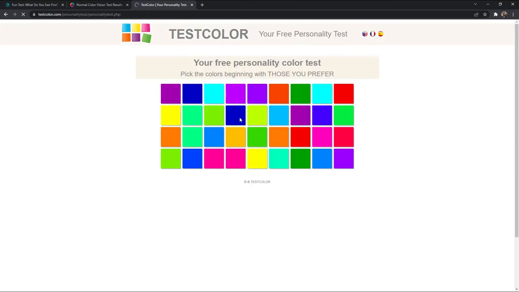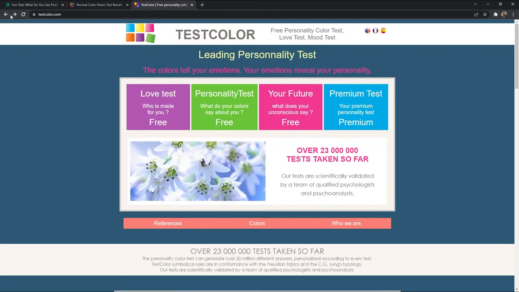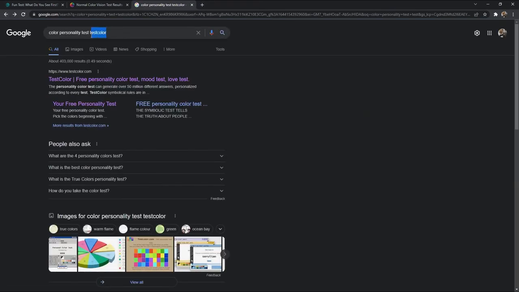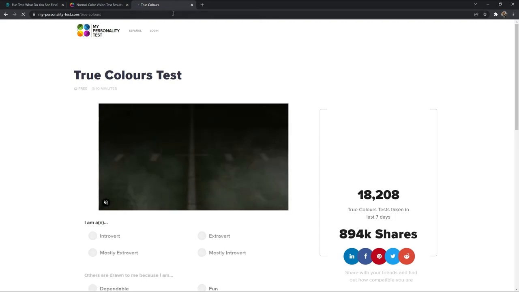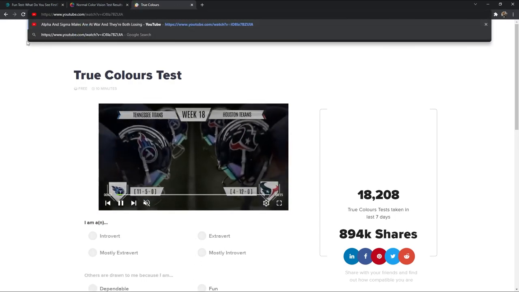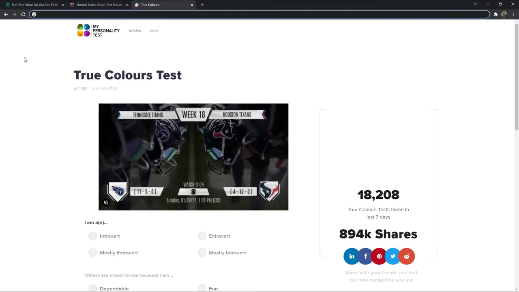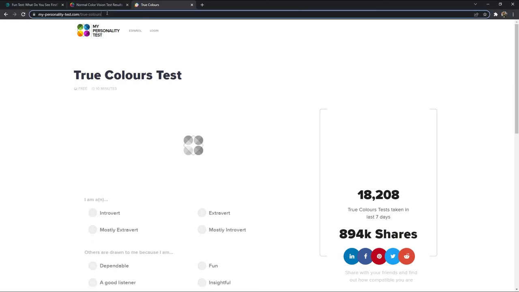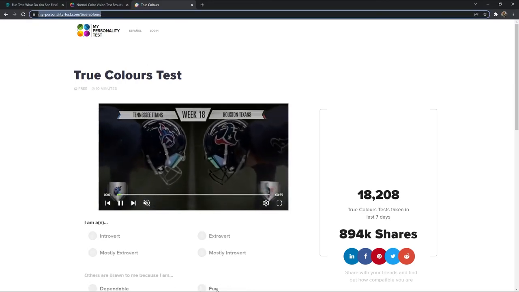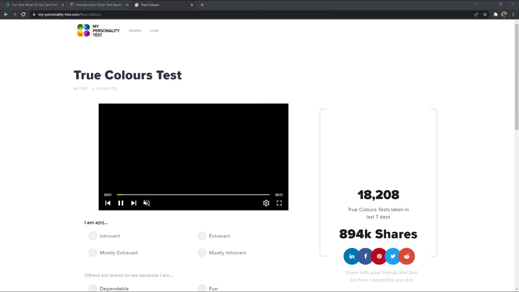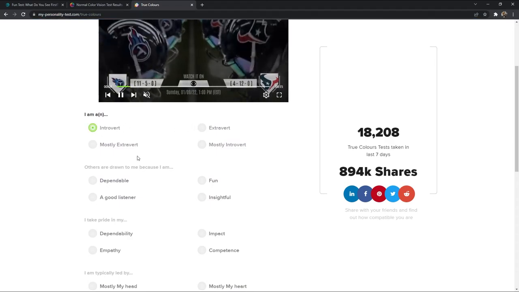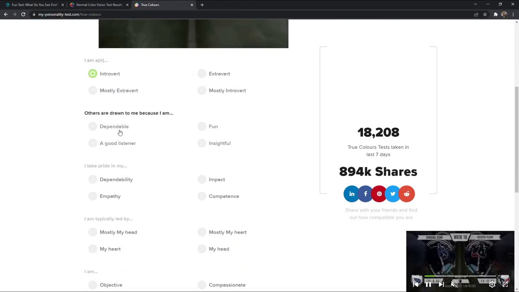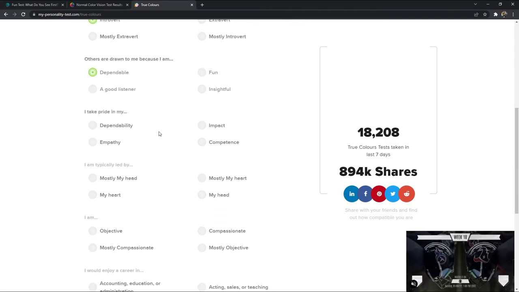What's this one? Let's do true color. Let's just do the My Personality Test one. Okay, so the one that appears at the top. True personality test, mypersonalitytest.com. I'll just put it in the links. Oh wait, put it in the wrong link. Okay, I'm putting it in the thing. There we go. Okay, here we go. I am an introvert. Others are drawn to me because I am. About half, though.